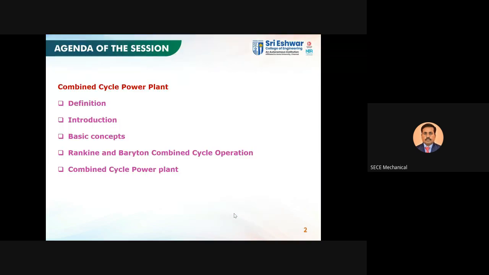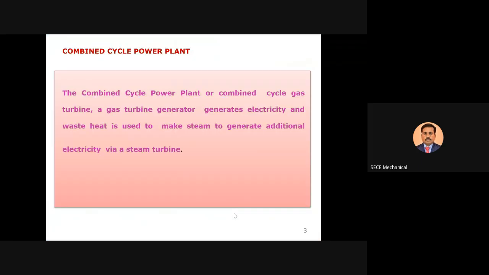First we will see the agenda of today's session. We are reviewing the combined cycle power plant. In that we are going to discuss the definition, introduction, basic concept, the difference between Rankine and Brayton cycle, how the combined cycle is operated, and how the power plant is running. Okay, all those things we are going to discuss. That is the agenda of today's session.